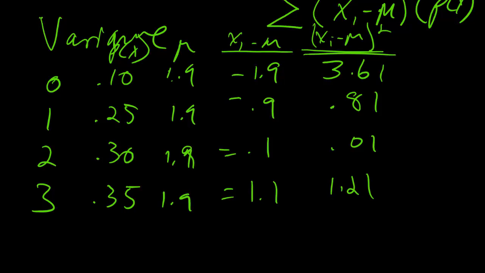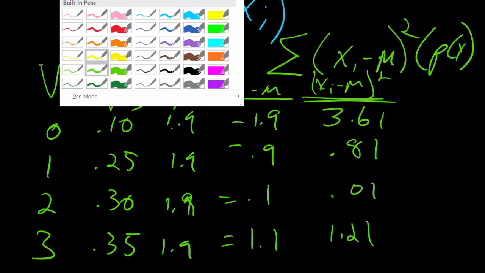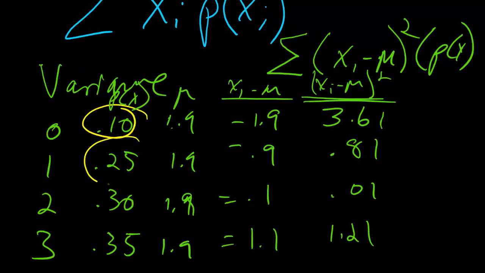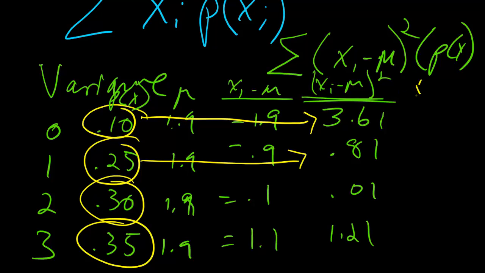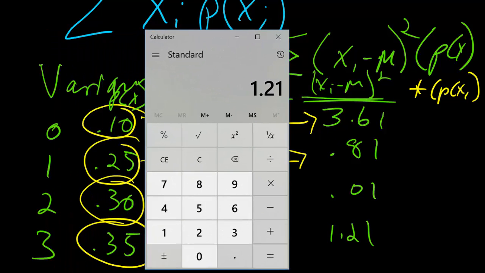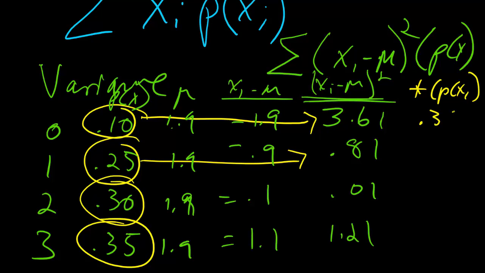All right, and then I do the exact same thing. I add them. No, I don't add them. I don't add them yet. I have to multiply them by their probabilities now. Now I have to take advantage of the probabilities because I'm not going to divide by n. I've got to do this one now, right, and go across. So I'm going to do that times the probability of x sub i. All right, so 3.61 times 0.1 equals, obviously, 0.361.